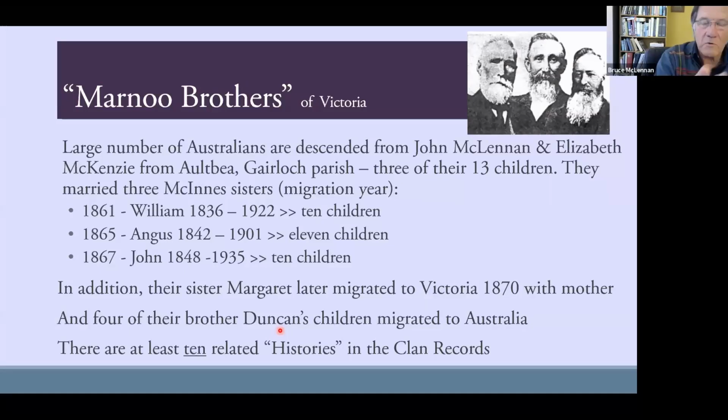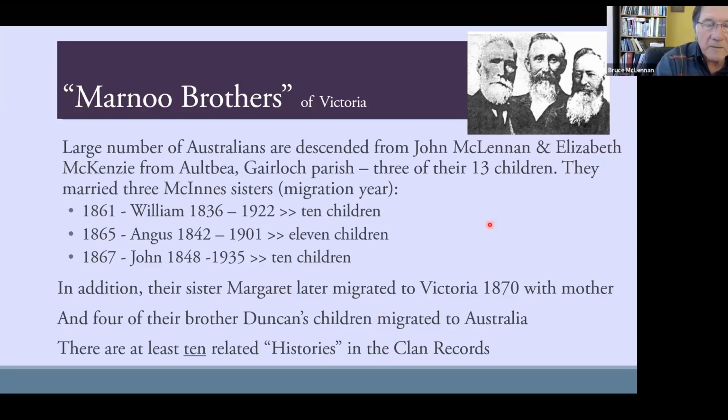This is another group. This is really the main core of people in Victoria. Melanie will know Max, who was descended from these people. These 3 brothers, they came and they married 3 Innes sisters. And William, who came in 1861, had 10 children. Angus had 11 children. John had 10 children. So they form a really big part of the Victorian clan.